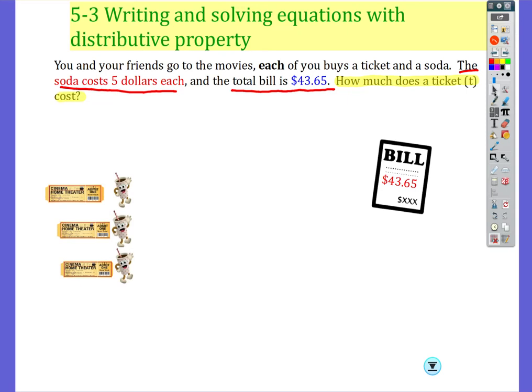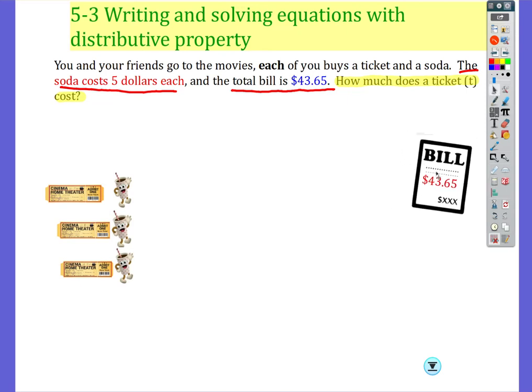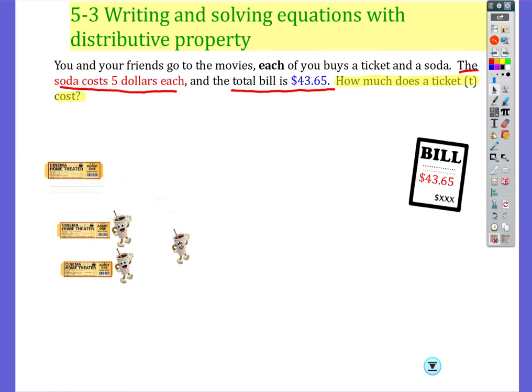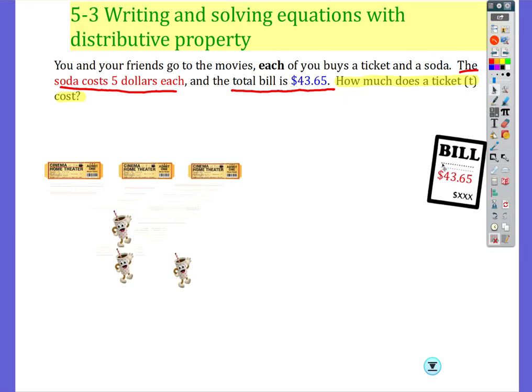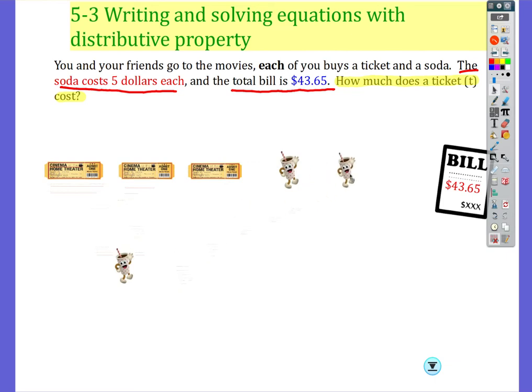So there's a couple different ways you can do this. This is a problem you can actually do without the distributive property, but I'll show you why it becomes annoying in a second. So I could turn this into an equation. I could say, well, I've got my total bill, and that's just equal to everything I bought.